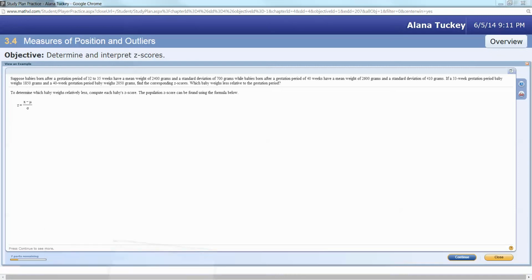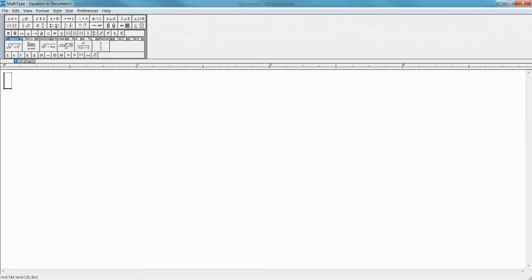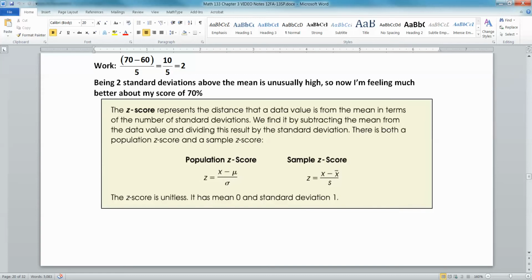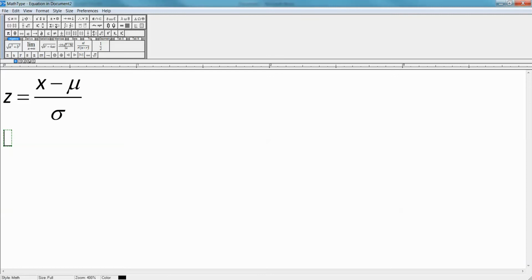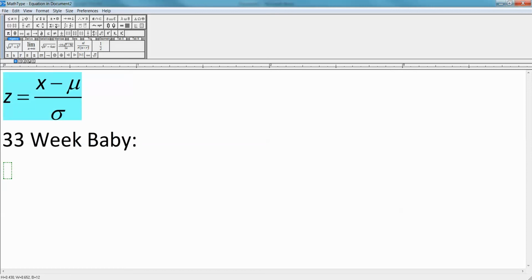So let's remember a couple of things. First of all, there's the z-score formula, which is x minus mu over sigma, which is what it would be in this particular problem. Or if it was for a sample, it would be x minus x bar over s. There's the formula right there from the notes. Okay, so let's think this out. We need to do the 33-week baby first.